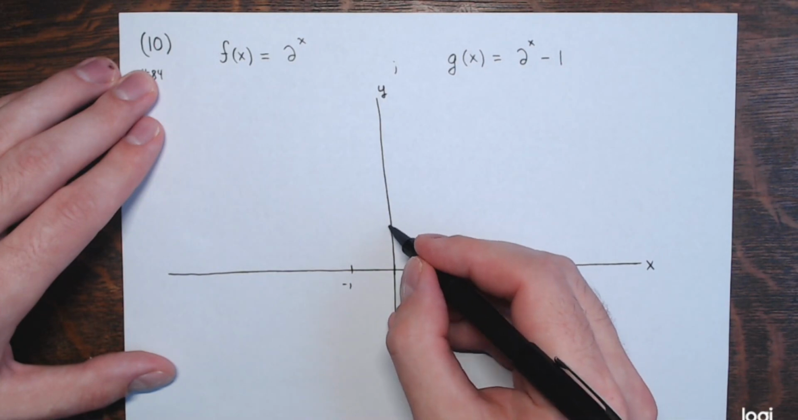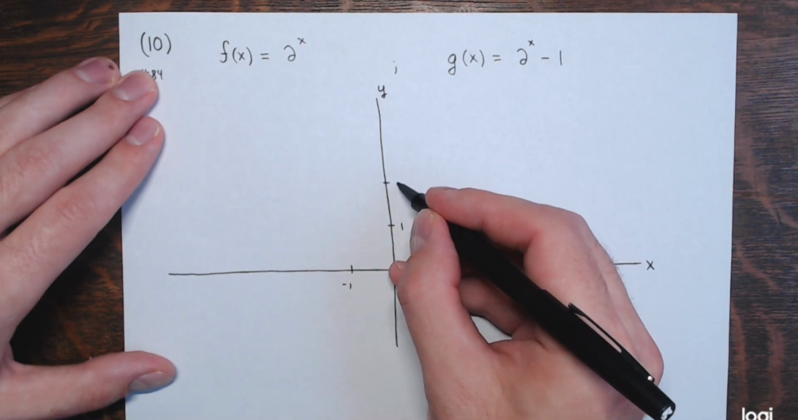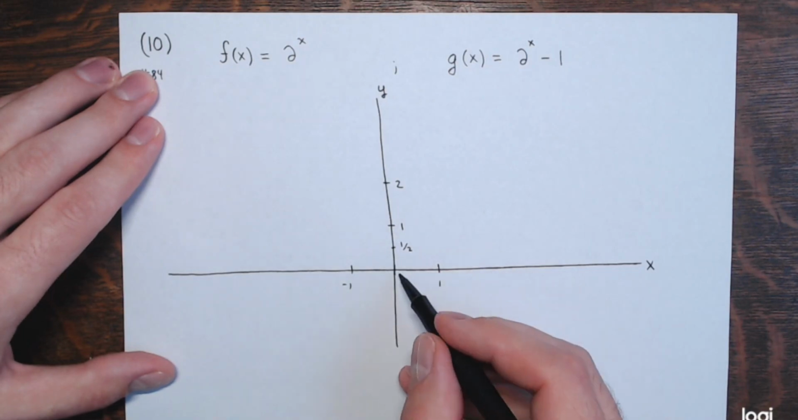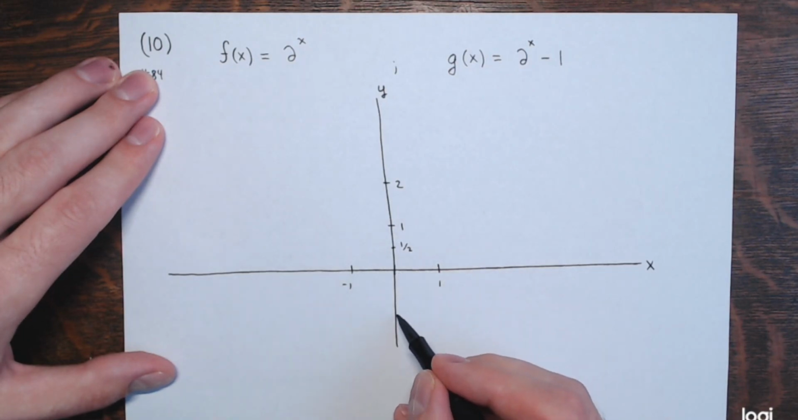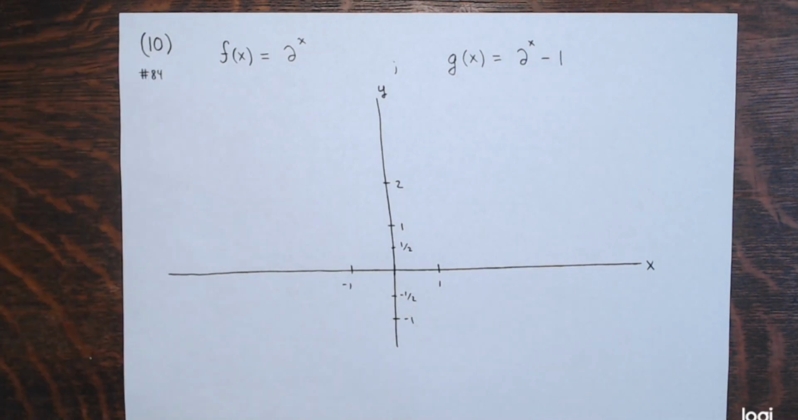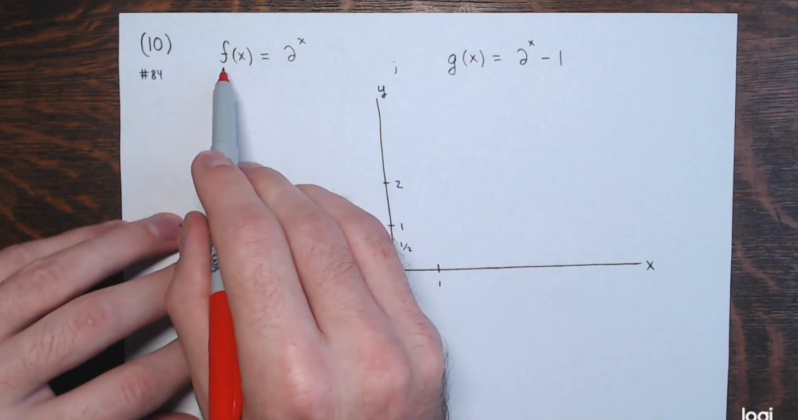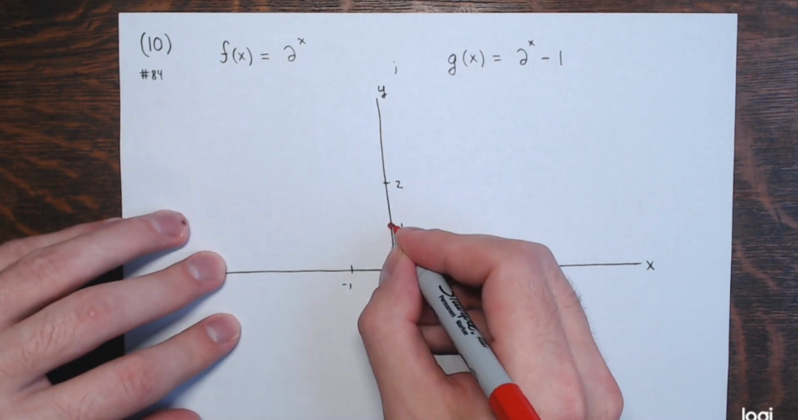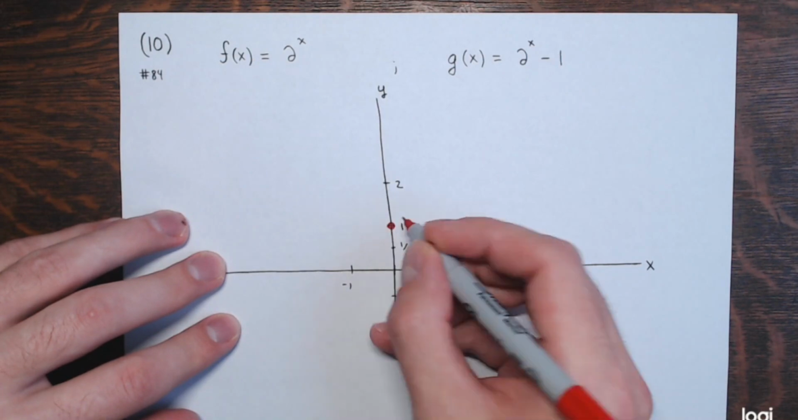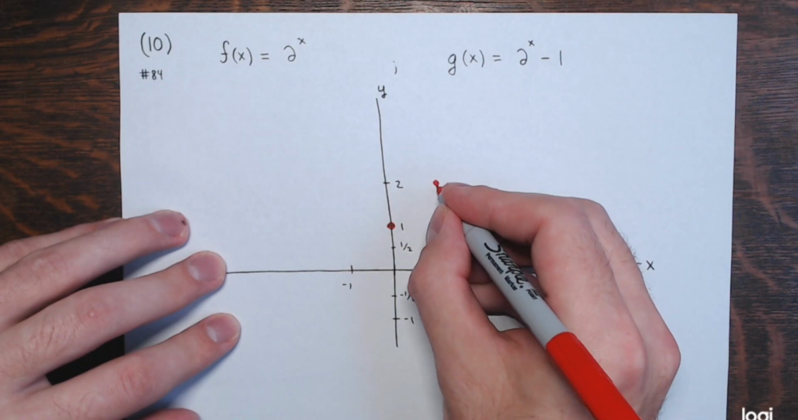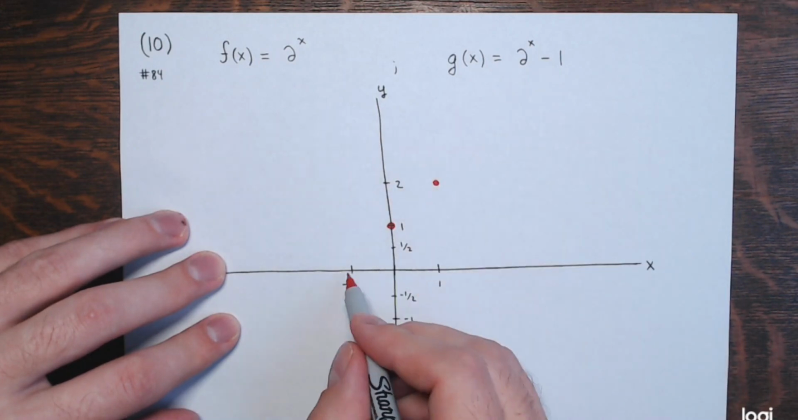Then the output of 1, output of 2, you got a half here, and let's see, everything's going to be moved down 1, so here's negative 1, here's negative half. Right. Cool. All right, now for the original function f, 2 to the x, right? 2 to the 0 is 1, so that has 0, 1 on it. 2 to the 1 is 2, so 1, 2. And 2 to the negative 1 is a half.